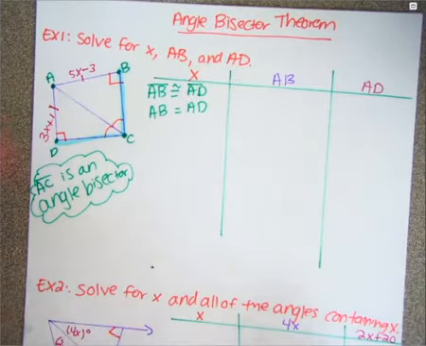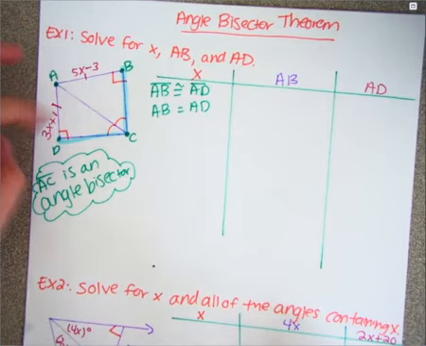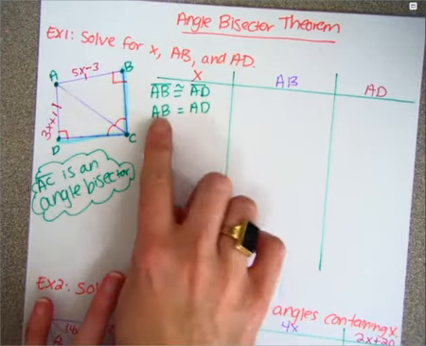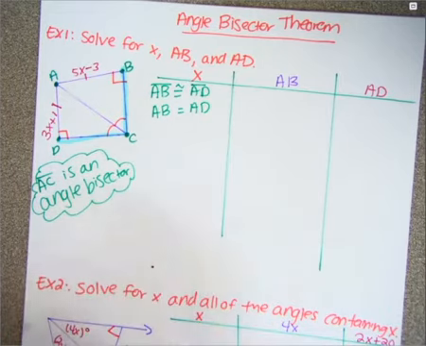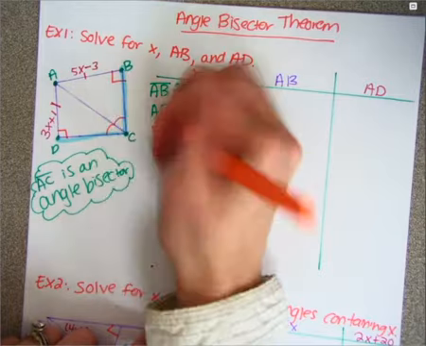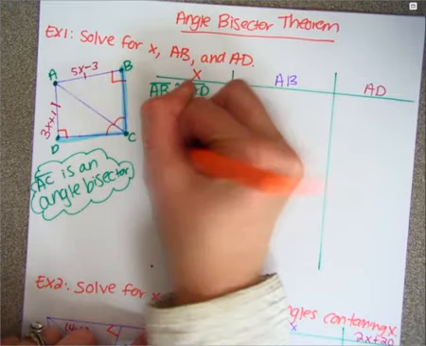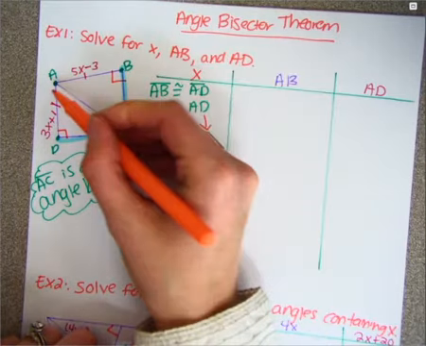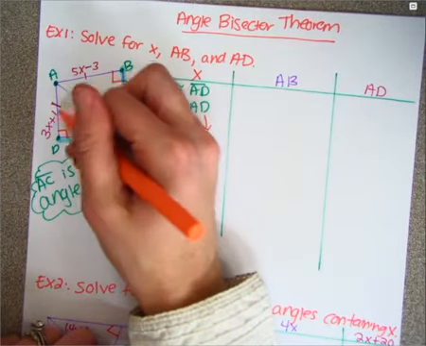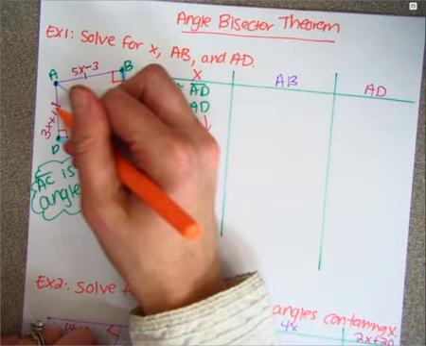Since AD and AB have an x in them, guess what? I can use these segments to solve for x. So I'm going to substitute in the values of AB and AD. AB is 5x minus 3, and AD is 3x plus 1. Remember, that's a congruent mark. So that's not 11, that's a congruent mark, so it's 3x plus 1.